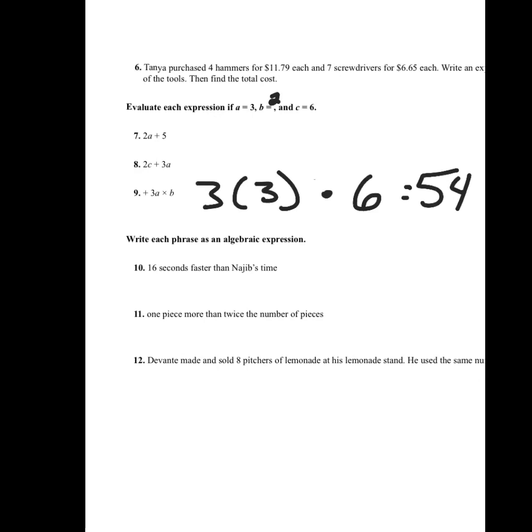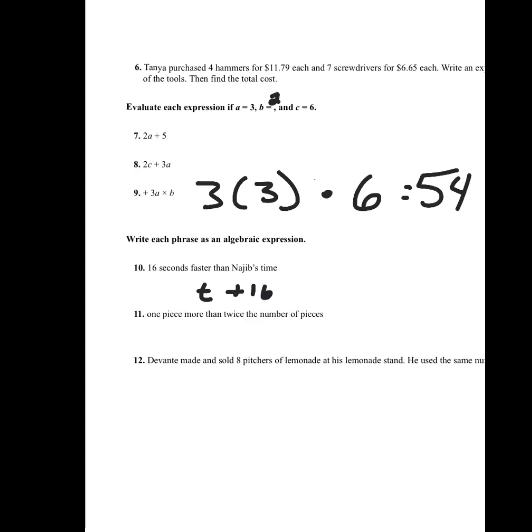For the next one, it says writing a phrase as an algebraic expression: 16 seconds faster than Nadja's time. Well, if Nadja's time is t, standing for time, 16 seconds faster than that would be t plus 16. You could say 16 plus t. Both are correct.